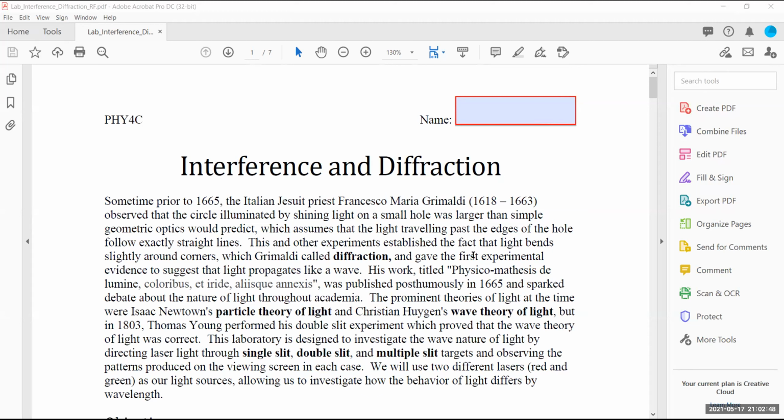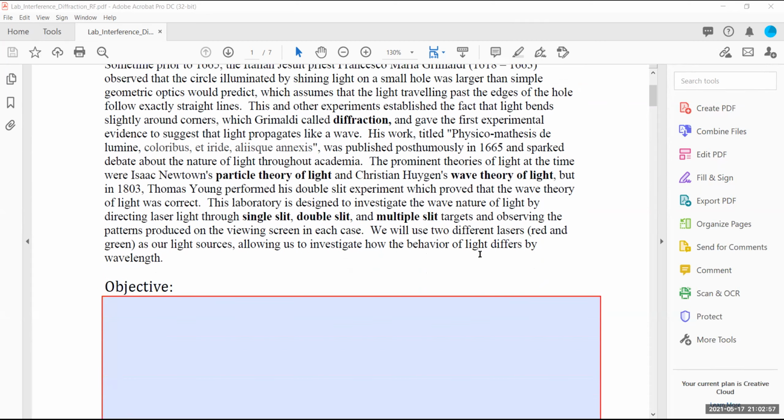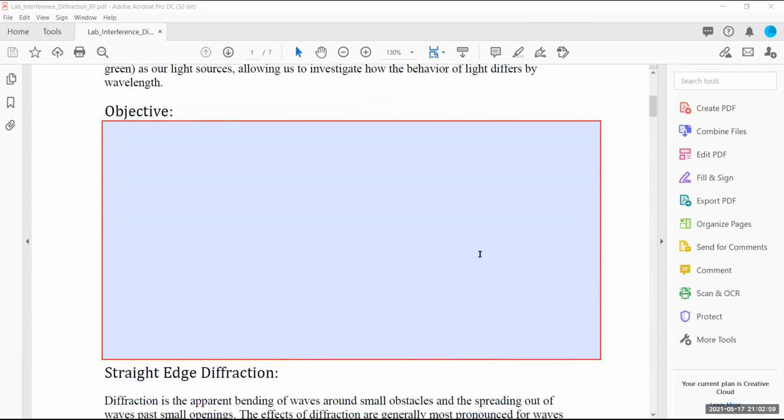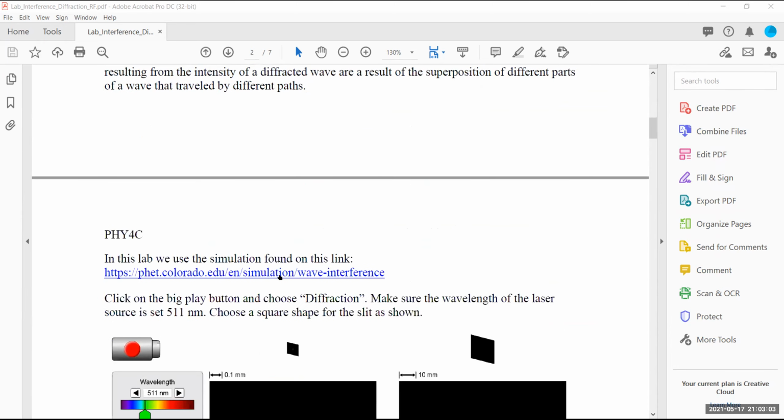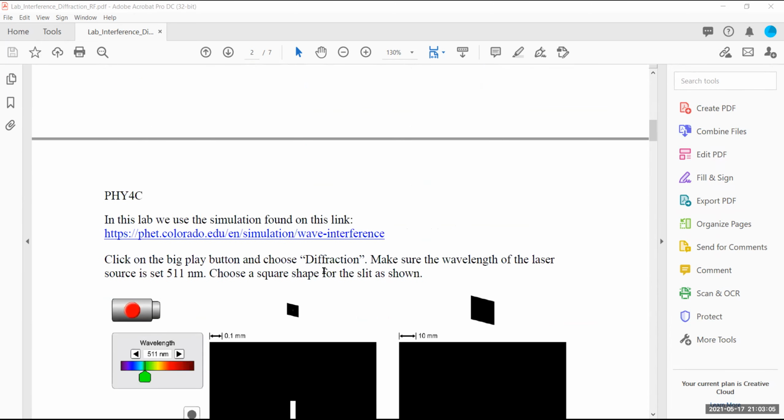And again, in here, it gives a brief history about the wave nature of light, and diffraction, double slit, single slit, the stuff we did in lecture. Again, the straight edge diffraction. In here, we're going to go straight into this simulation. So I'm going to click the link. Once I have the link, let me put it out.